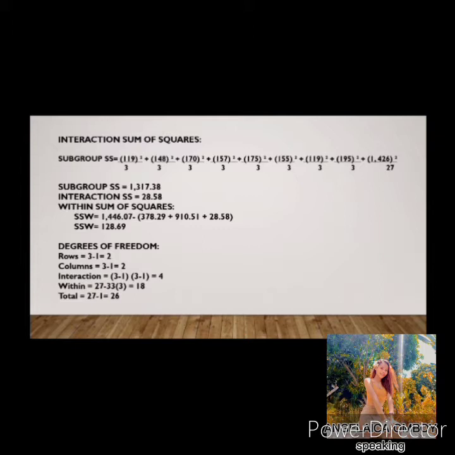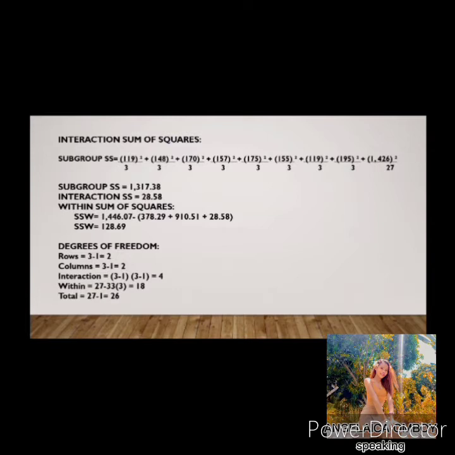Within sum of squares. SSW is equal to 1446.07 minus the quantity of 378.29 plus 910.51 plus 28.58, which is equal to 128.69. So the degrees of freedom, for rows, is equal to 3 minus 1, which is equal to 2.